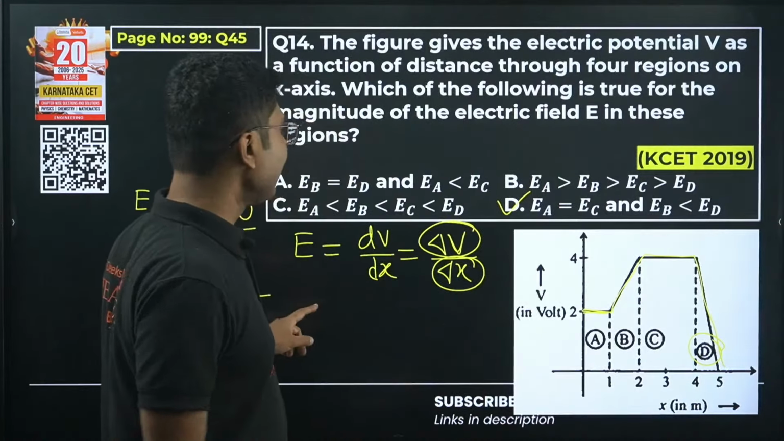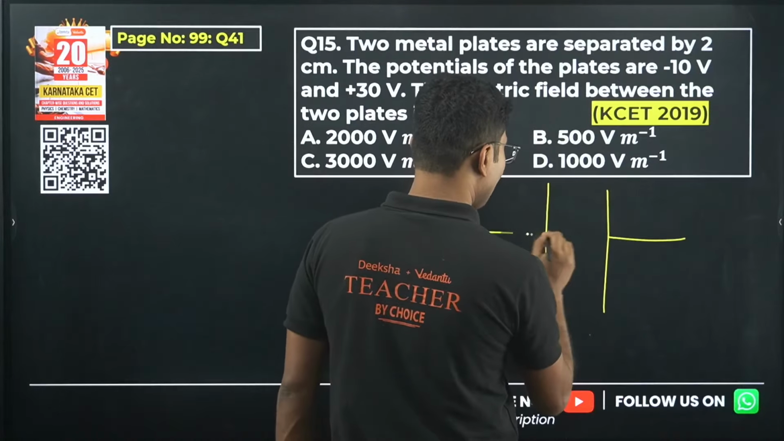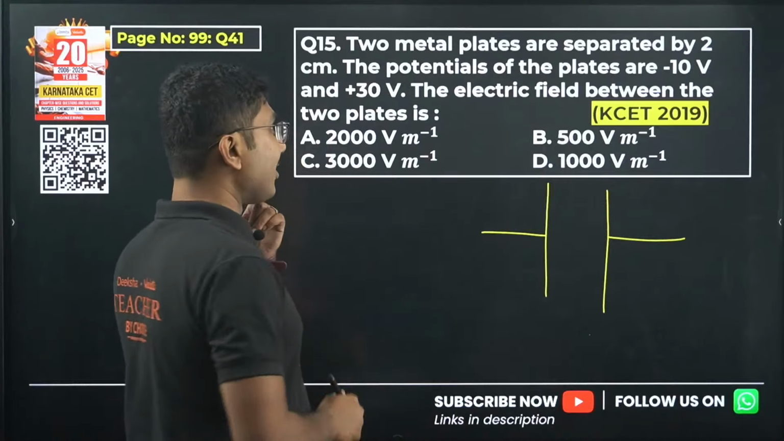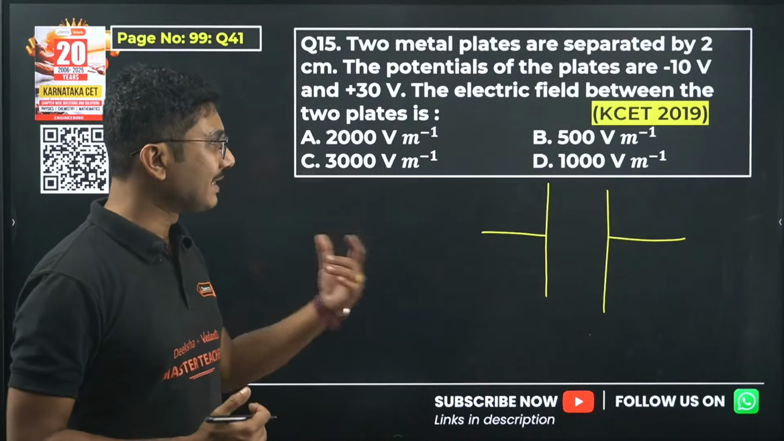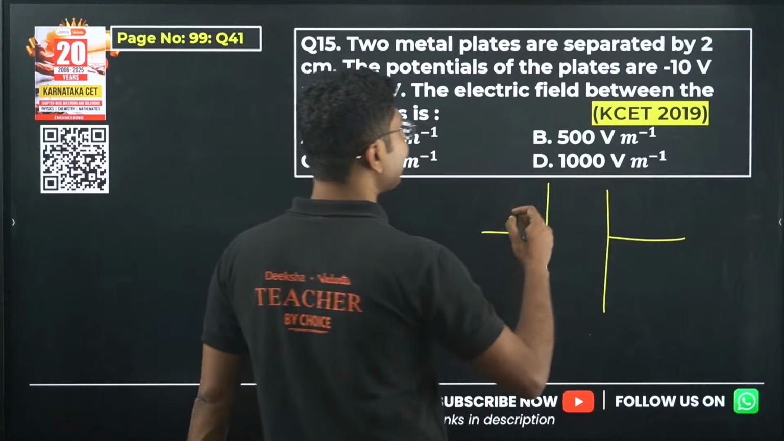Now next question. Two metal plates are separated by 2 centimeters. The potentials of the plates are minus 10 volts and plus 30 volts. The electric field between the two plates is? Easy question. As you can see, this used to be a very common style of question in 2018-2019. They have changed it slightly, but you can still expect this formula-based question.